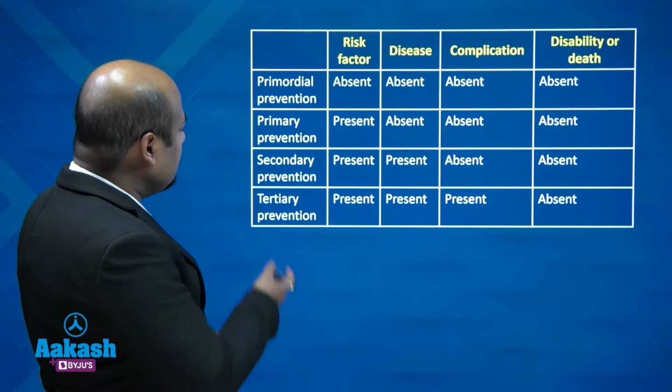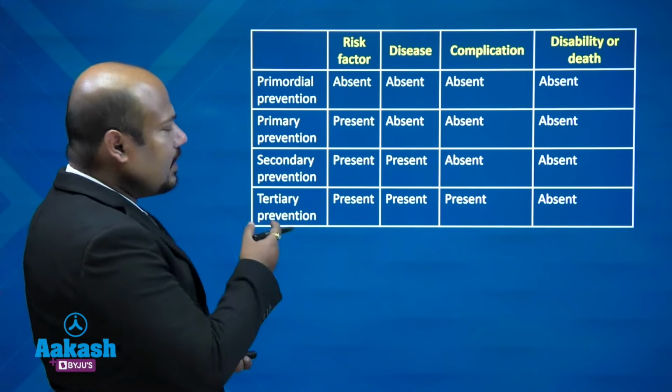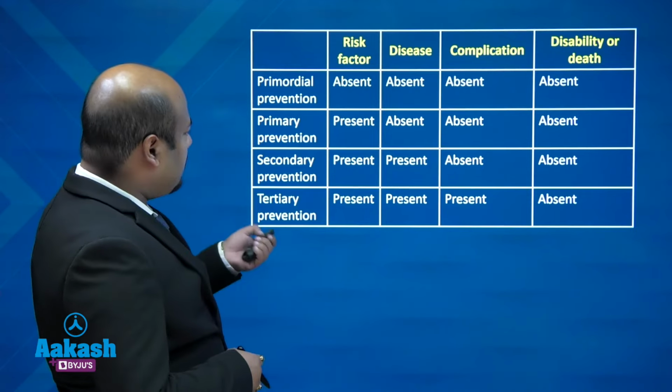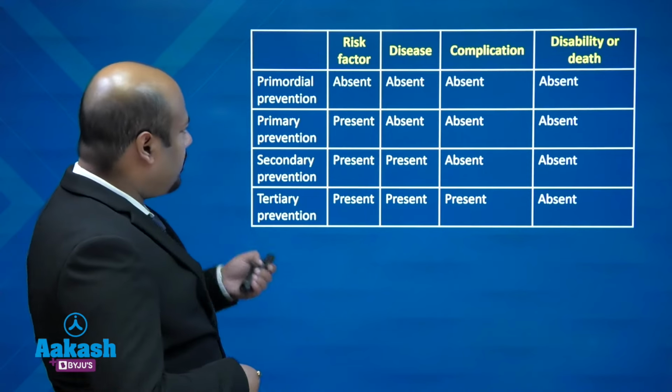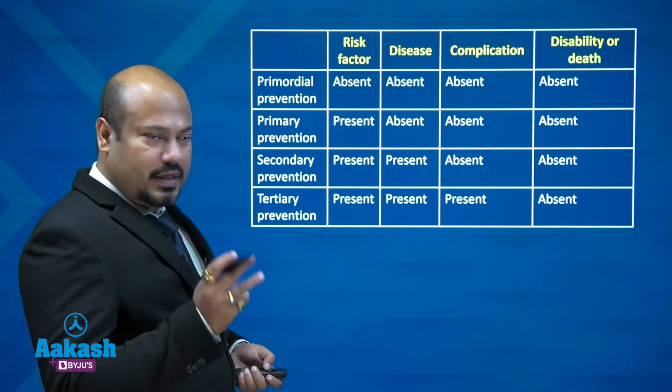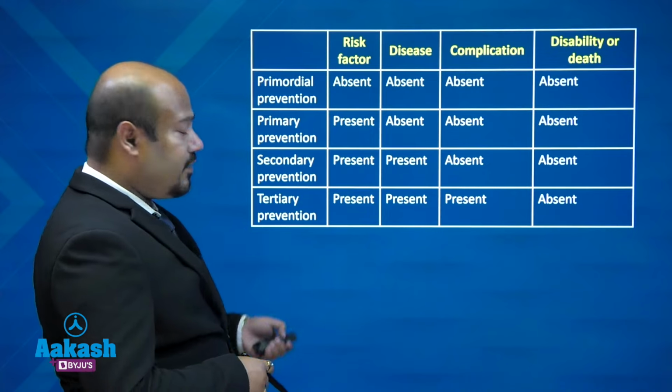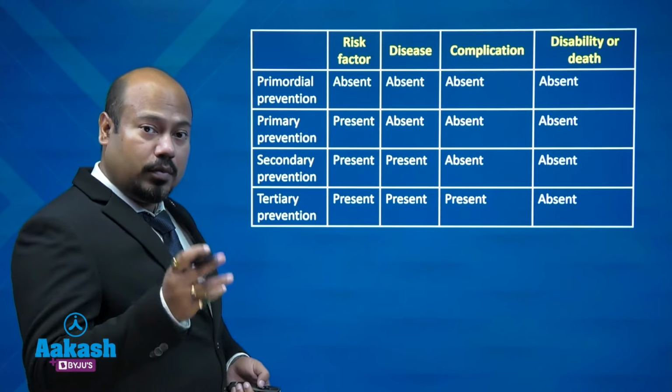So to summarize, primordial prevention: risk factor and disease both are absent. In case of the primary prevention, risk factor is present, disease yet to develop. Secondary prevention, both risk factor and disease present. Whereas in case of the tertiary prevention, risk factor and disease are present, and also the complication is there.